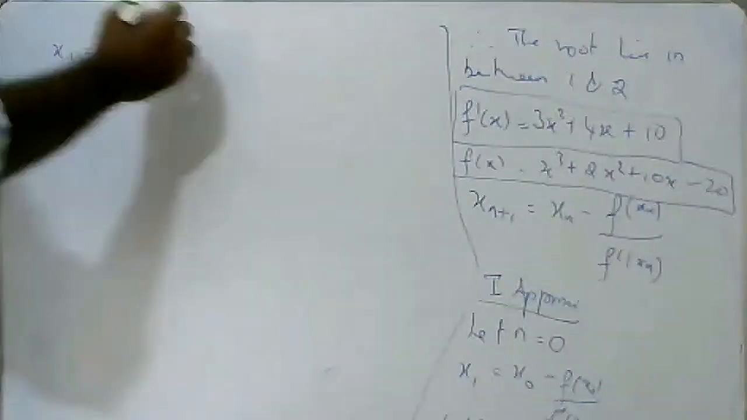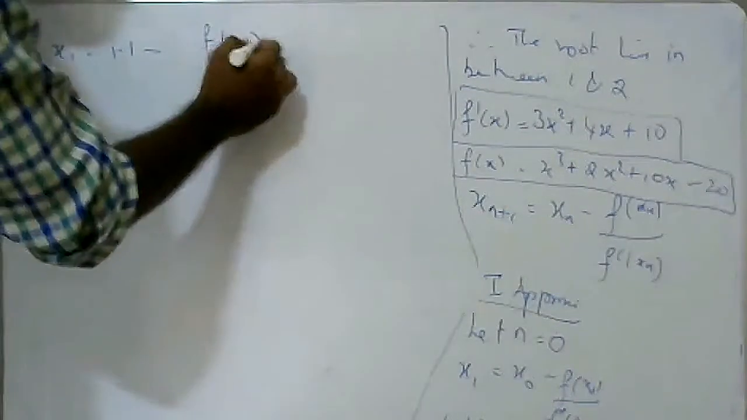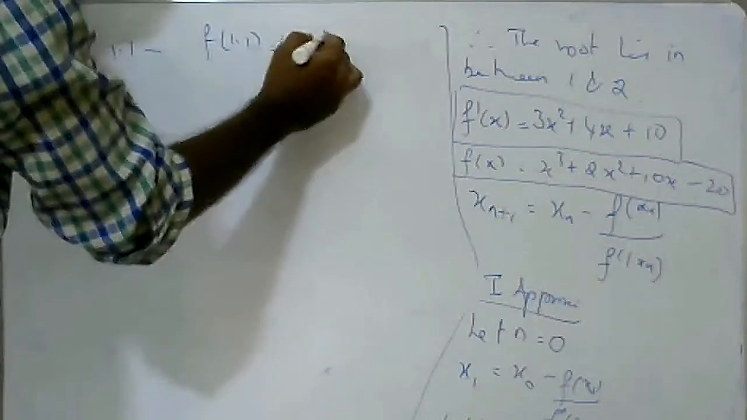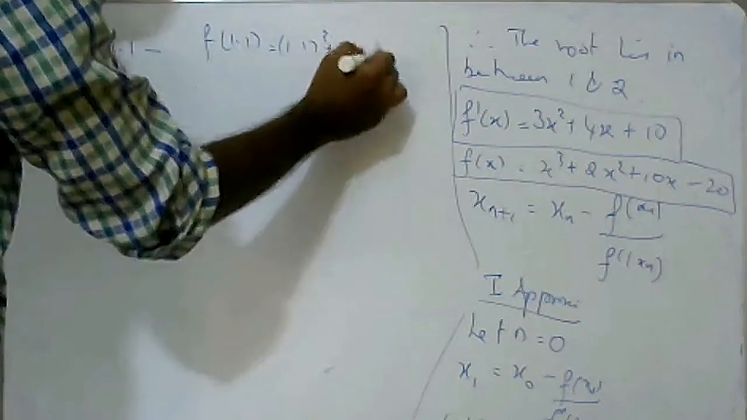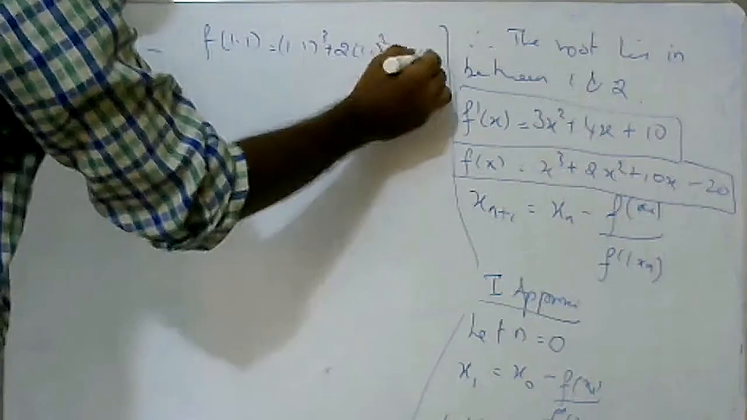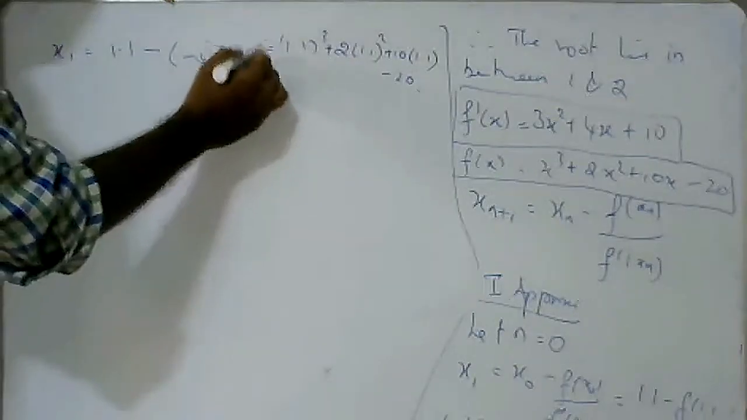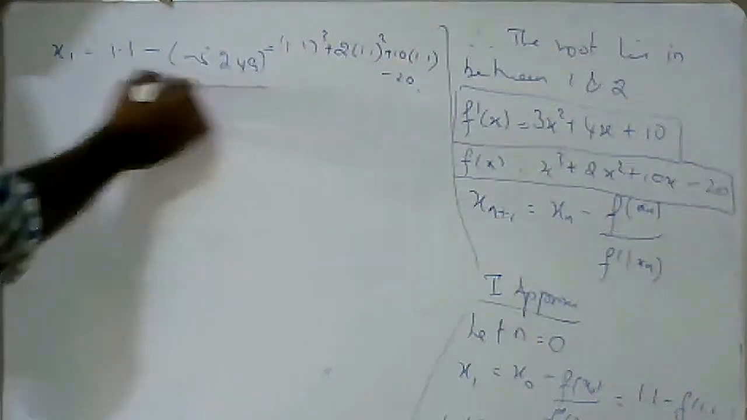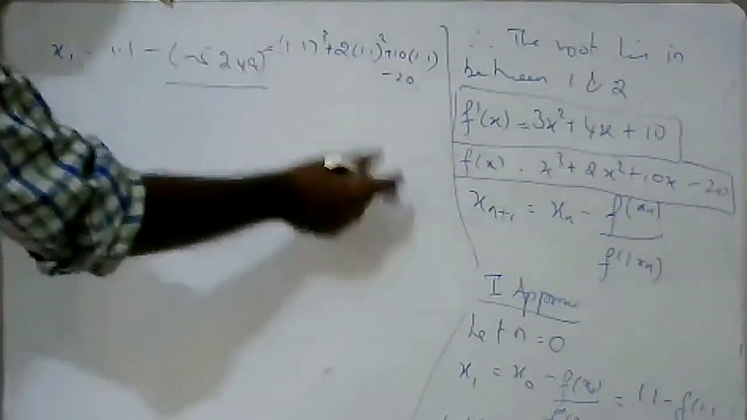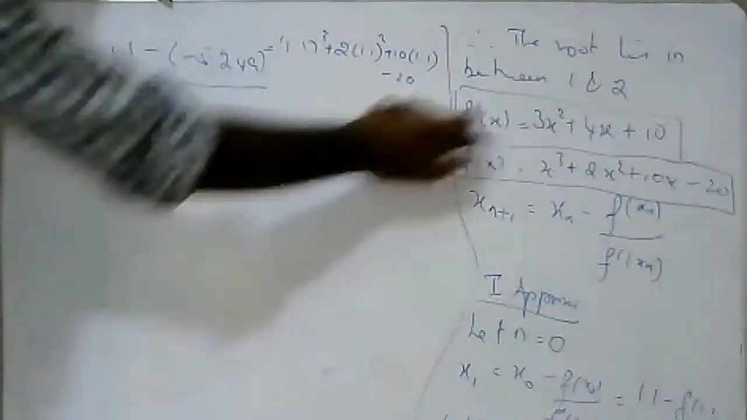That is, f of 1.1 is 1.1 cube plus 2 into 1.1 square plus 10 into 1.1 minus 20. What's the value of this? 5.249. Divided by, again, f dash of x, you have to use 1.1.